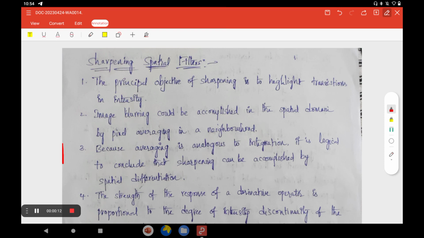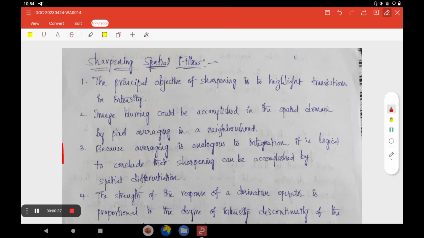So today we are going to focus on one of the important topics: sharpening of spatial filters. It is related to the image processing subject. Under the image processing concepts, spatial transformations, or we can also call it the spatial transformation operation point of view. Okay, sharpening of spatial filters. So let us see.